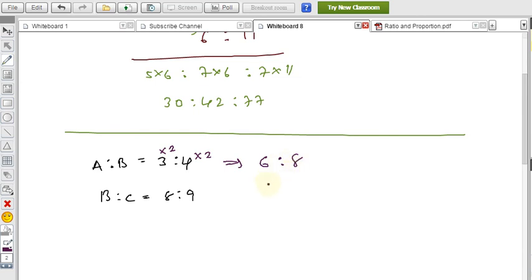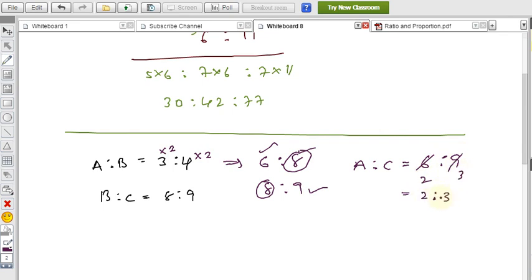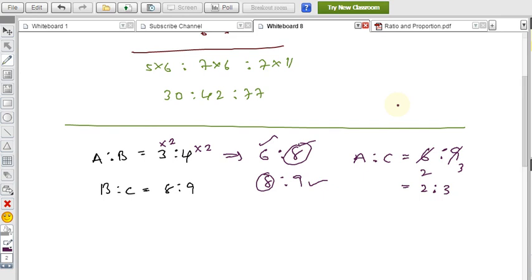Now B is to C is 8 is to 9. Now both B values are the same. Now A is 6, C is 9. So A is to C is equal to 6 is to 9. You can simplify: 3 2s are 6, 3 3s are 9, so 2 is to 3. Whenever the B terms are the same, only then can we eliminate them and take the A and C ratio. 2 is to 3. This is one way.